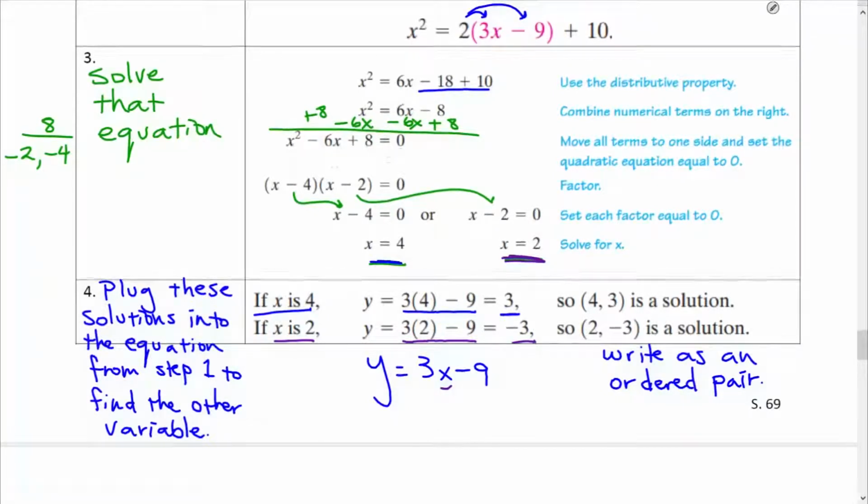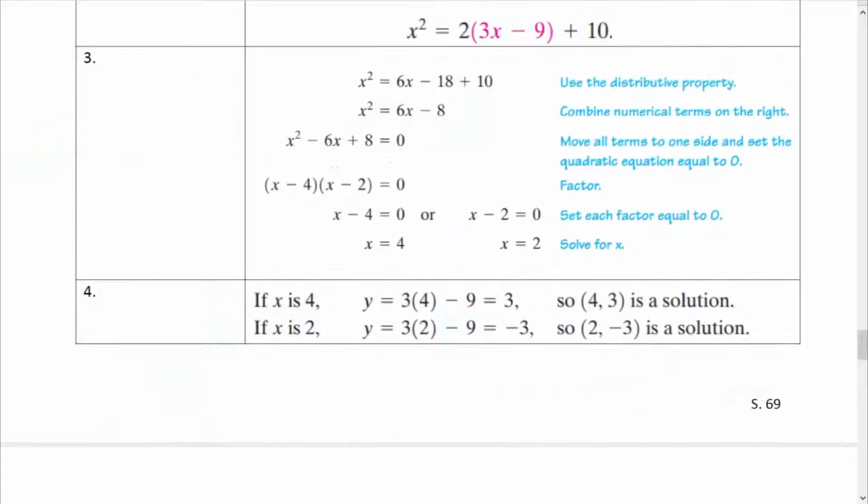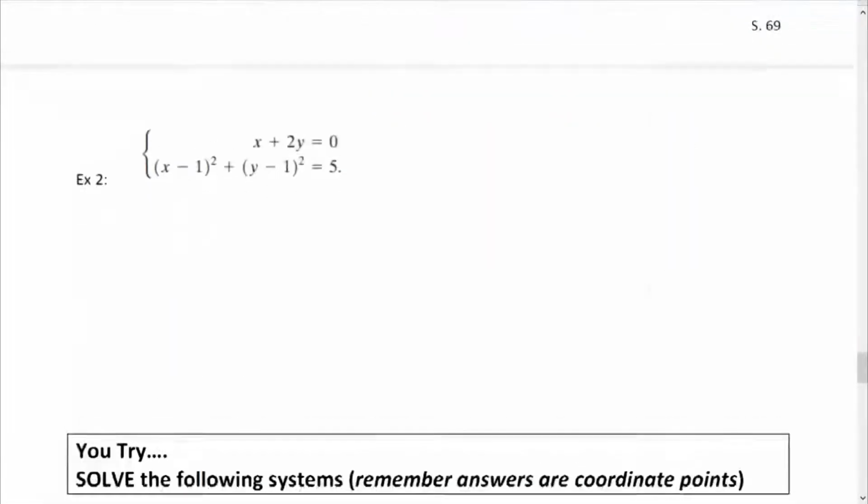All right, that's the process. I know it feels long, but what we're basically doing is solving one equation for one variable, plugging it into the other, solving that, and then plugging it back, so a back substitution to find the other variable. Let's look at one more where it's not step-by-step guided out for us. So I'm going to call this example 2.